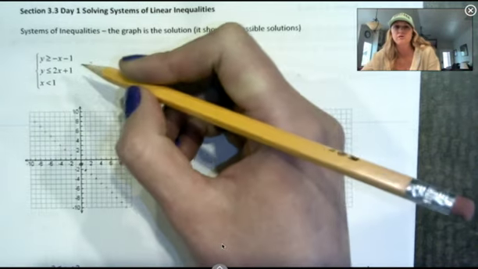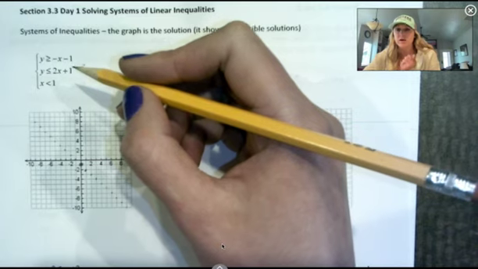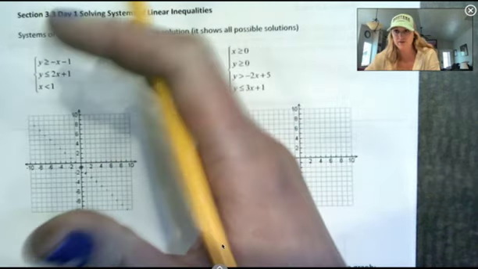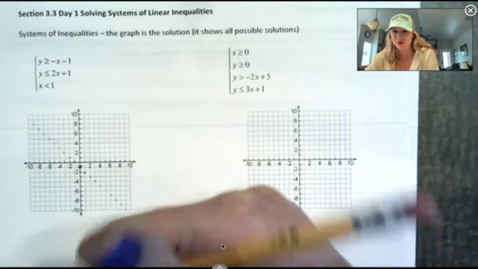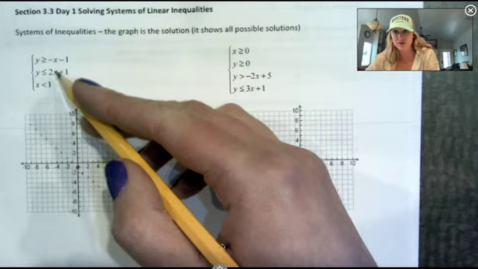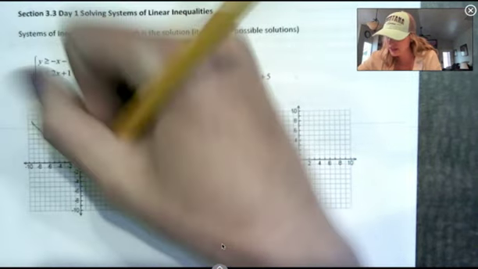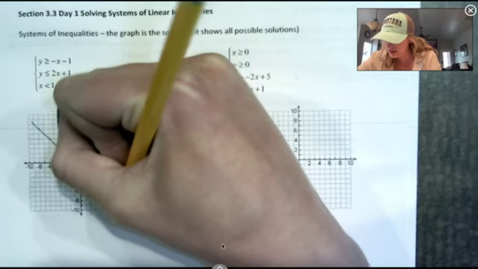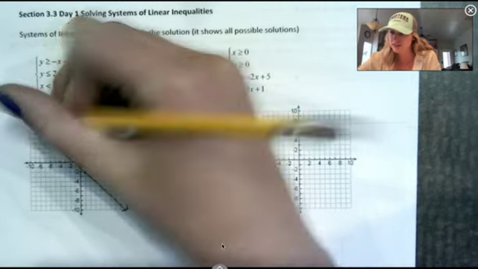Okay, so if you guys recall linear inequalities, we could have a dashed line or a solid line, and then I needed to shade above or below the line. So for this one, it is y is greater than or equal to, so I'm going to make my line a solid line. Okay, and then I am going to shade above since it is greater than.